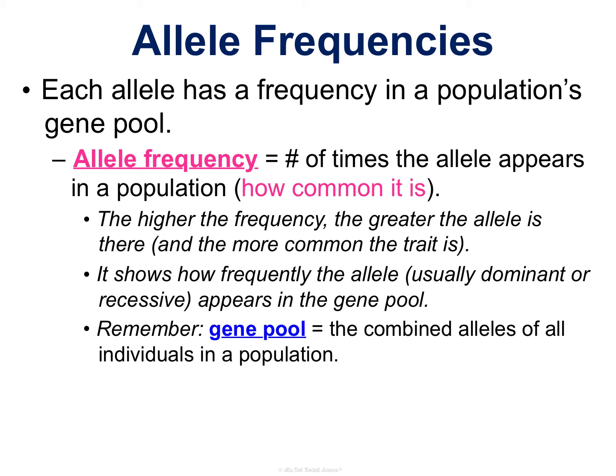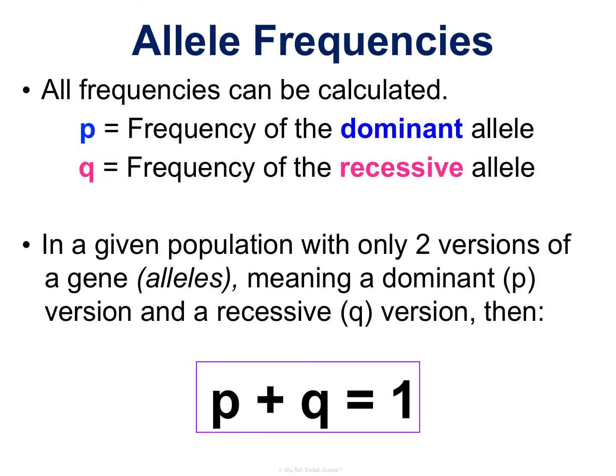It shows how frequently the allele or gene is occurring. It's usually a dominant or a recessive one that appears in a gene pool more frequently. So remember, a gene pool is the combined alleles of the entire population, like your options for reproduction output. And these allele frequencies, how often a trait or an allele occurs, can be calculated.